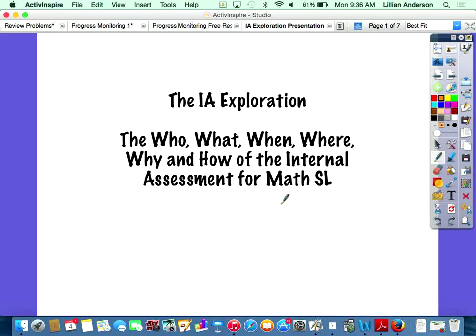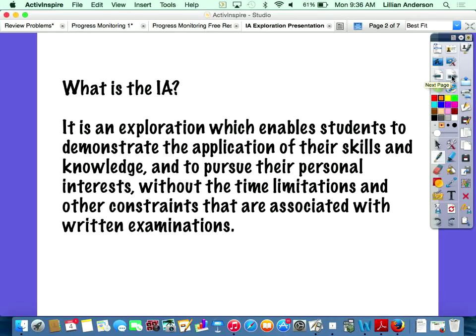So, for the second time, we're going to talk about the who, what, when, where, why, and how of the internal assessment for Math SL. Okay? So, what is the IA? It's an exploration which enables students to demonstrate the application of their skills and knowledge and to pursue their personal interests without the time limitations and other constraints that are associated with written exams. In other words, they want to see if you can apply what you learned to something that interests you.